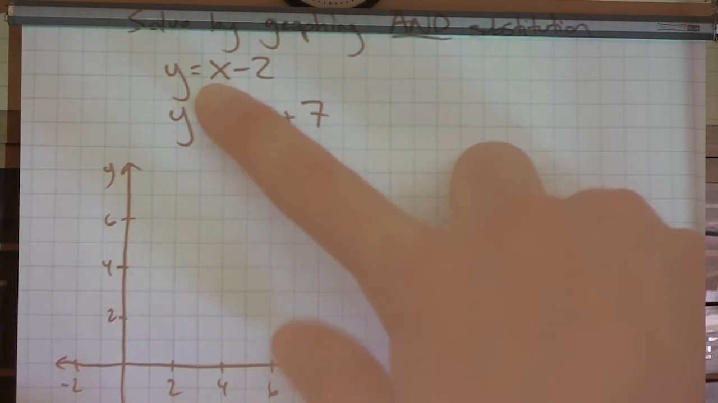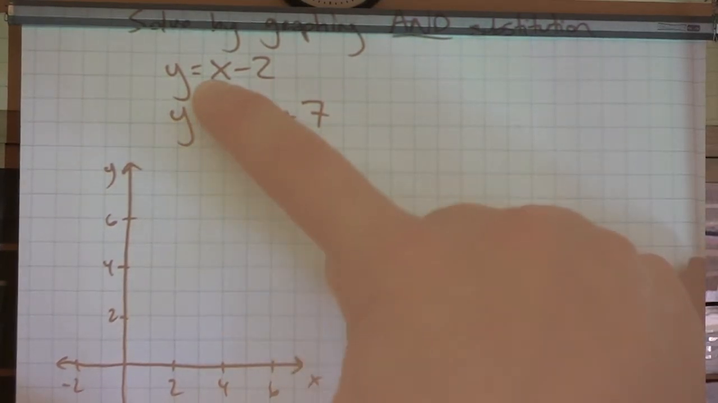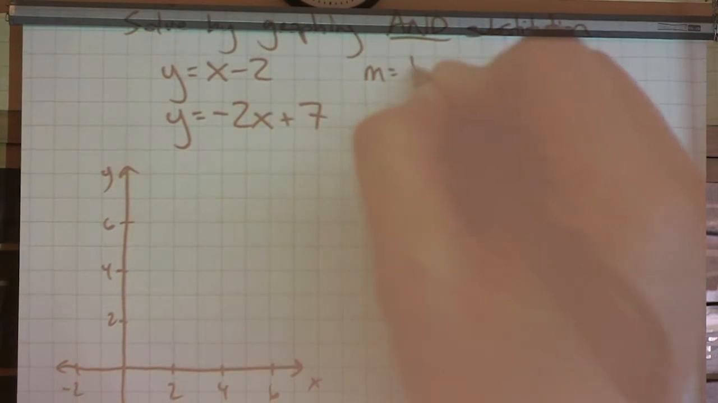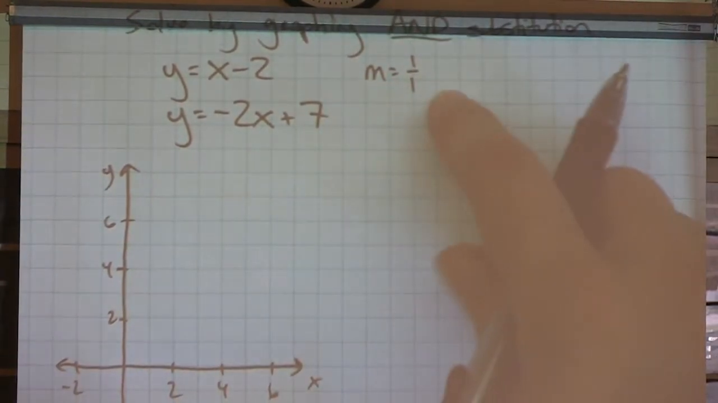So if it's x, we're looking at what's in front of x, which here is just like 1. So that means 1, or we can also write it as 1/1.